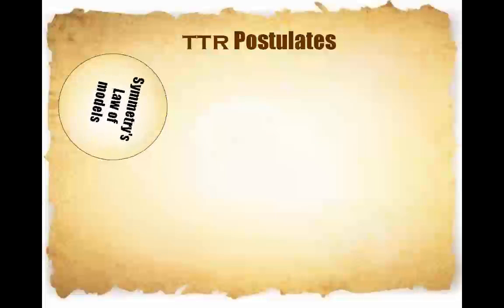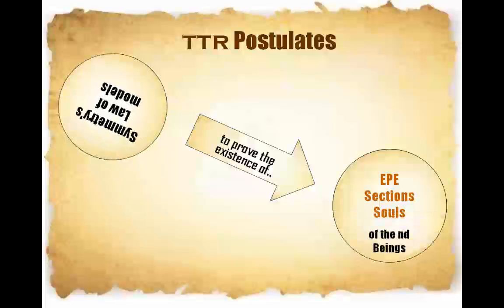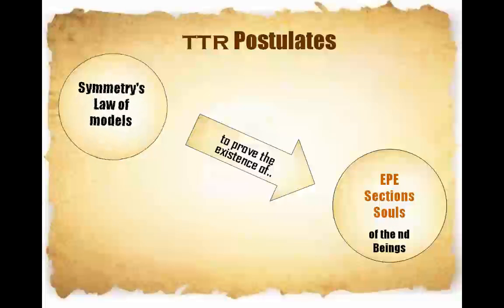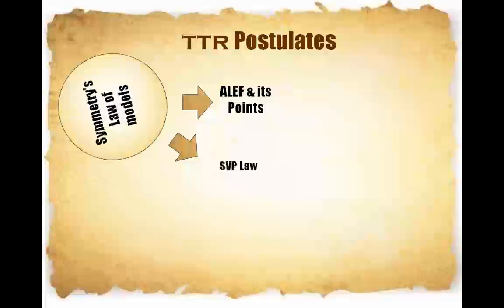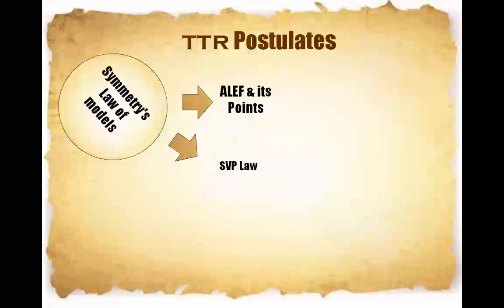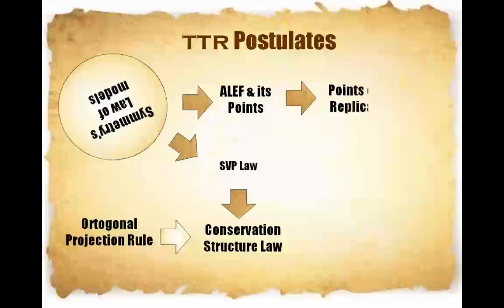Now we consider the postulates used to demonstrate the TTR theory, the most important of which is the law of the symmetry of models, also named LSM, starting from which we can have all the others, i.e., the model of the Aleph container, the model of the points of Aleph, the law structural life thought, also named law SVP, and the law of the conservation of the structure, also named law LCS.